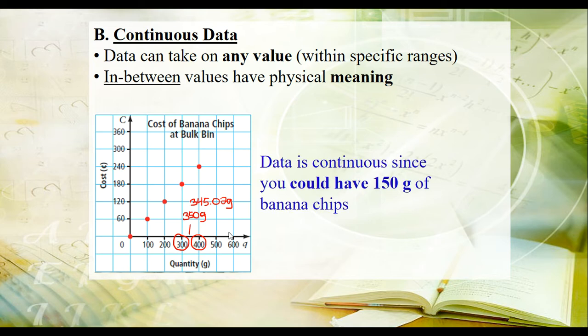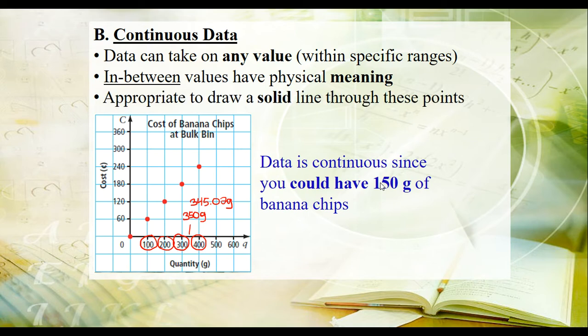So the example I said here is data is continuous, since, for example, if we looked between 100 and 200, an in-between value would be 150 grams. That number makes physical sense. You can scoop out 150 grams of the banana chips. In this case, because the data is continuous, it's okay to draw a solid line through the points, okay? Because there are no gaps in the data. Any value on the axis is going to be allowed.